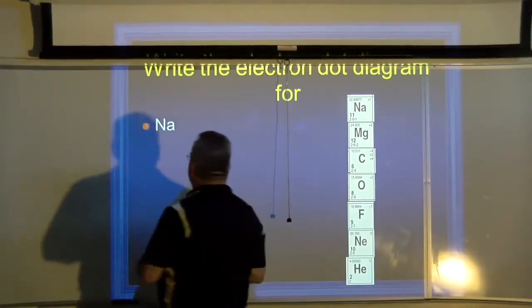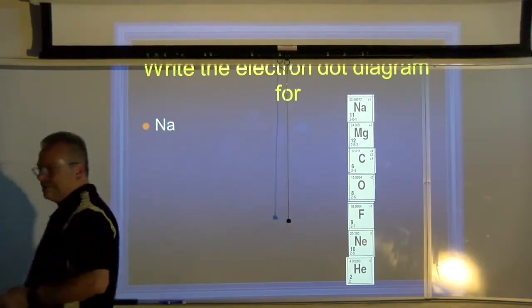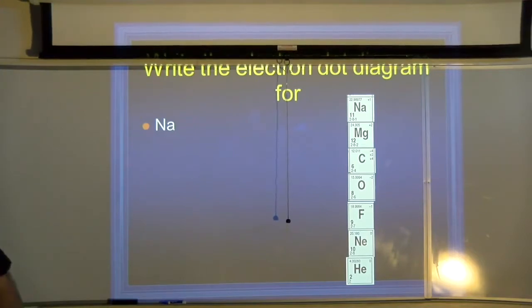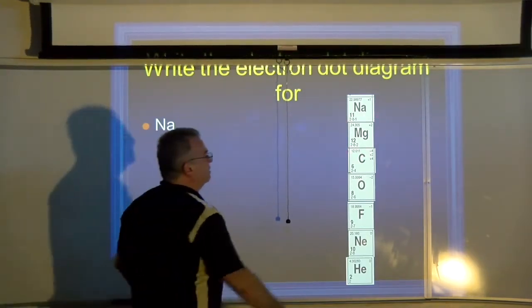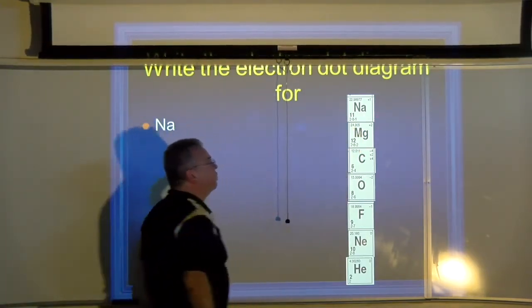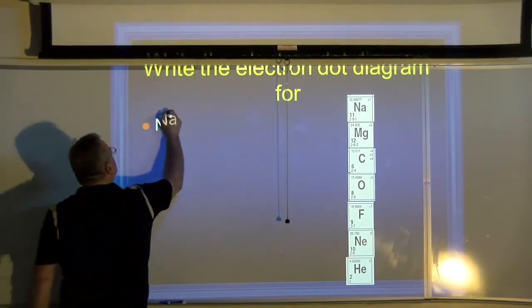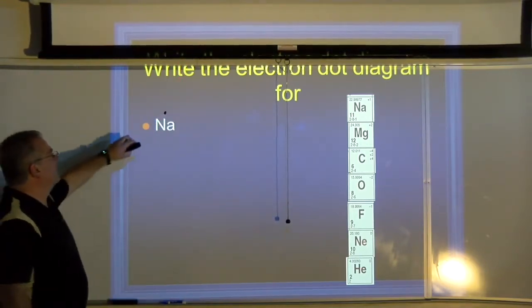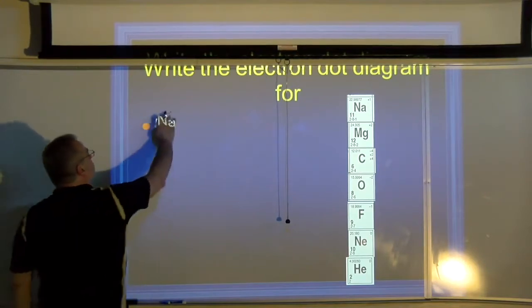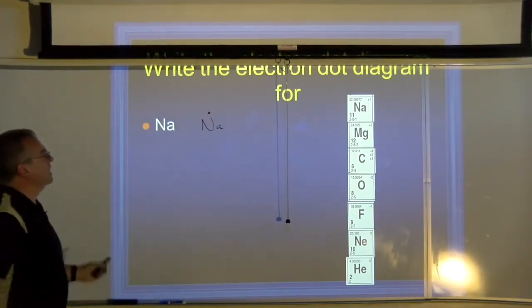So if we want to draw the Lewis dot structure for sodium, let me use a black marker. Sodium has 1 valence electron. How do we know that? Well, we look at its Bohr configuration, there's a 1. So therefore, there would be only 1 dot. So that's what sodium would look like. Again, this dot is just to point it out. So if we want to draw this, I'll draw it again, Na with 1 dot. Right? So that's this Lewis dot structure.